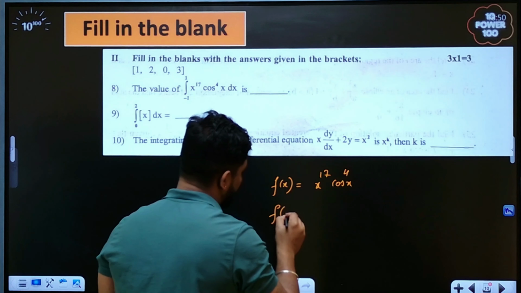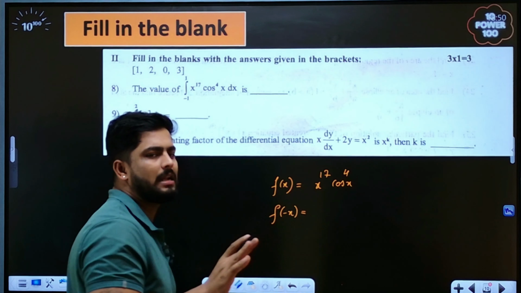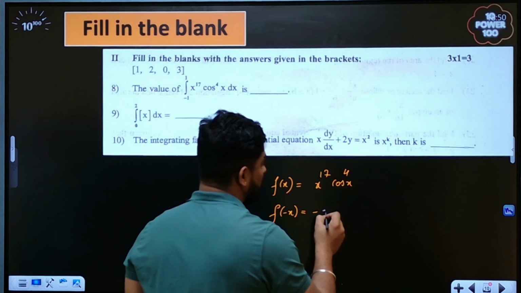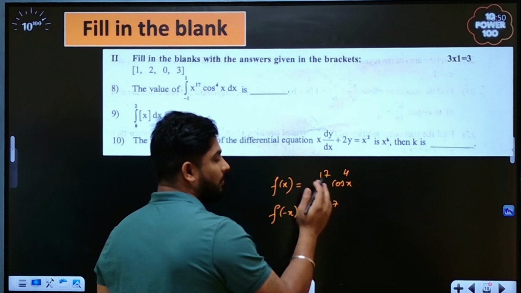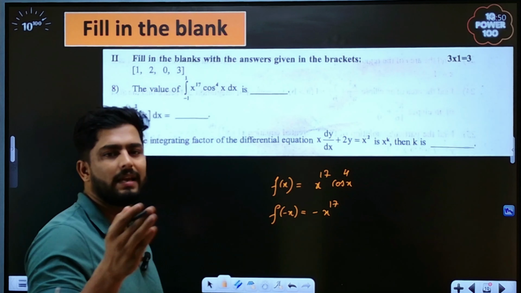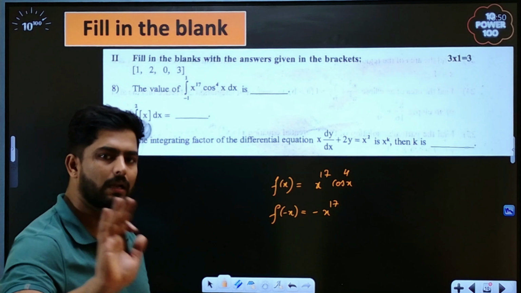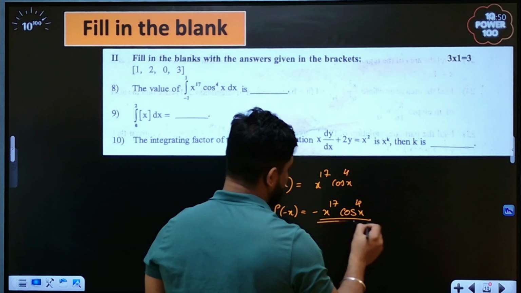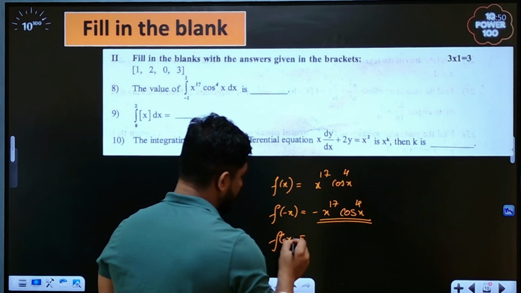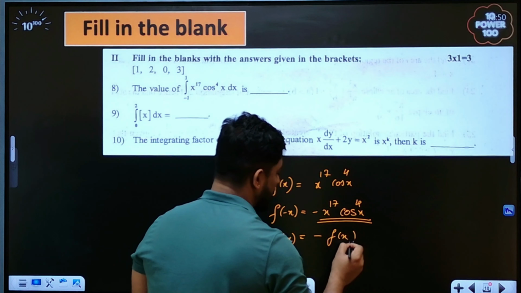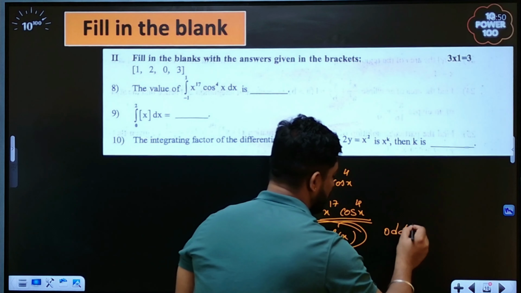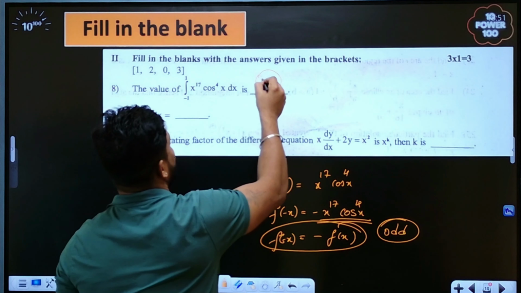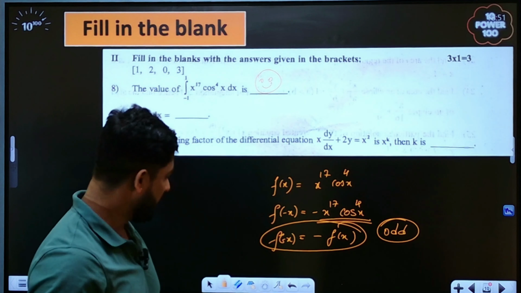Now if I take f of minus x, if I multiply minus x 17 times, we end up getting minus of x to the power 17 only. So minus will come out, and you know that cos of a negative angle will not produce a minus sign, so this remains cos x to the power 4 itself. So f of minus x is equal to minus f of x, children. That means it is an odd function, and the integration of an odd function is 0. So the answer is 0 for this. Okay, next one.